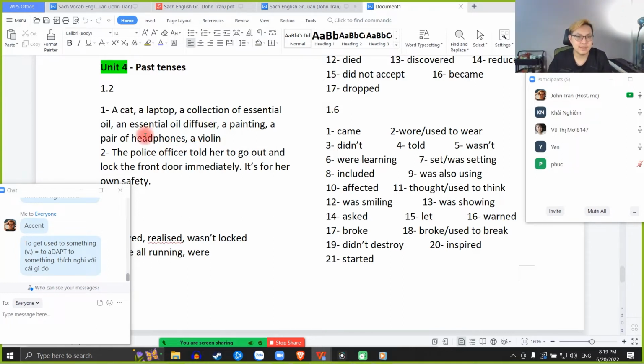And she also lost an essential oil diffuser, cái mà gọi là máy khuếch tán tinh dầu của cổ, and a collection of essential oil, một cái bộ sưu tập của những cái bộ tinh dầu mà tốt, mà mắc tiền lắm nha các bạn. So basically, good essential oil can be extremely expensive, you know.